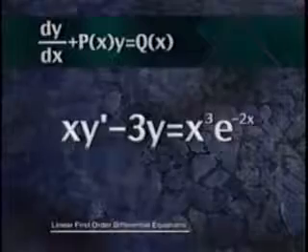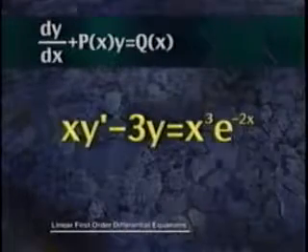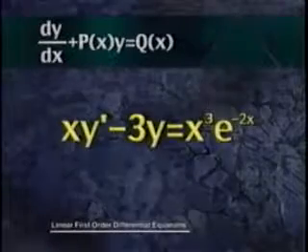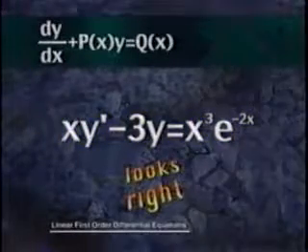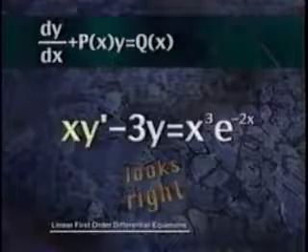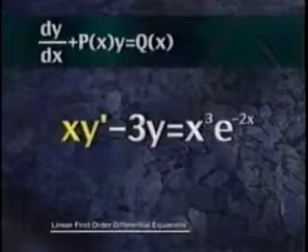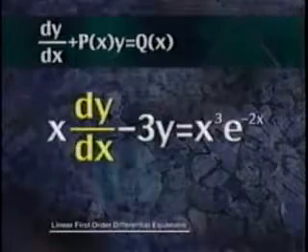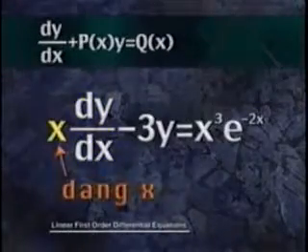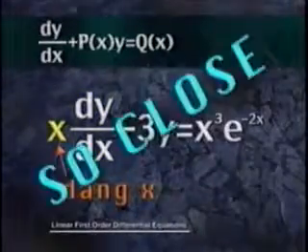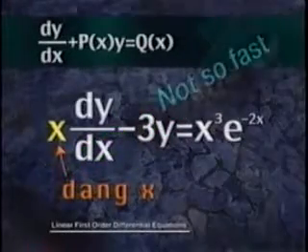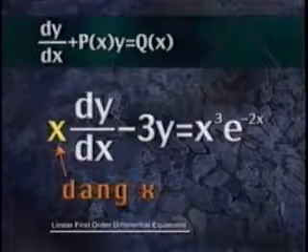Now take this equation. x y prime minus 3y equals x cubed times e to the negative 2x. Everything looks all right here, except for that x y prime in the first term. We know that we can rewrite the y prime as dy/dx, and that's okay. But we're still stuck with that dang x. So close, yet so far. But not so fast. We can still make things right.